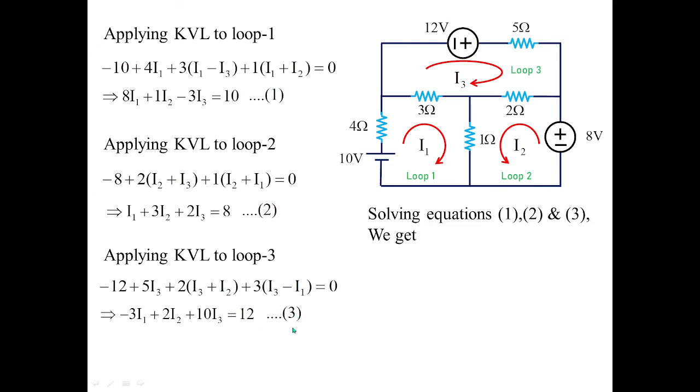This we consider as equation 3, and solving these three equations we will get the value of I1 as 1.66 amperes, I2 as 1.13 amperes, and I3 as 1.47 amperes. We have to make sure that I3, which you get as 1.47, whether you employ node analysis or mesh analysis, you should get the same value of current flowing across 5 ohms.